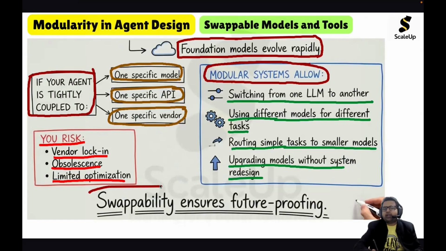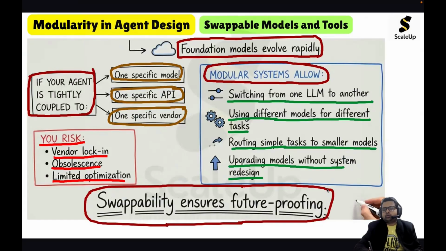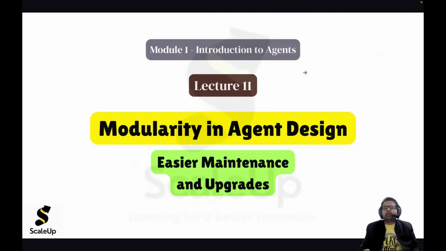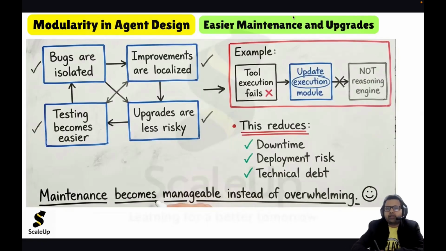So swappability ensures future proofing, easier maintenance and upgrades. So see, when systems are modular in nature, bugs are isolated, because we have different models, different modules or different components, each with specific responsibility.